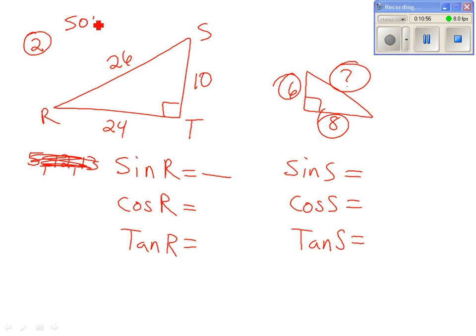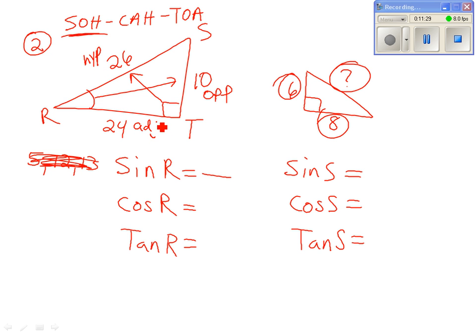Remember your SOHCAHTOA for sine, cosine, and tangent. Sine deals with which two parts? Opposite and hypotenuse. So we need to label the triangle, which I forgot to do, sorry. What's that side going to be labeled? The opposite leg. Side across from the right angle is labeled what? Hypotenuse, and the other side is labeled the adjacent leg.